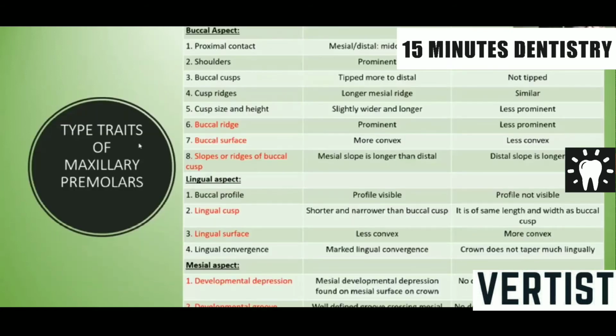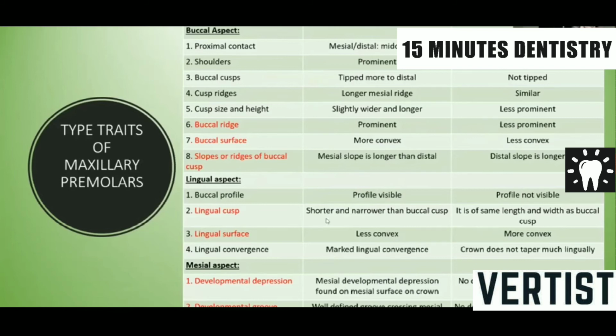Now the type traits of the maxillary premolars, that is, the difference between the first and the second premolar. So we will focus on the important points here. In the first premolar, from the buccal aspect, the buccal ridge is prominent. In the second premolar, it is less prominent. The buccal surface is more convex in the first and less convex in the second. For the slopes of the buccal cusp, in the first the mesial slope is longer than the distal, while in the second the distal slope is longer.